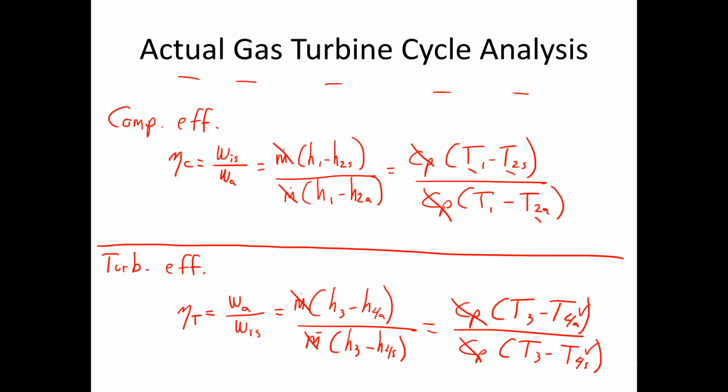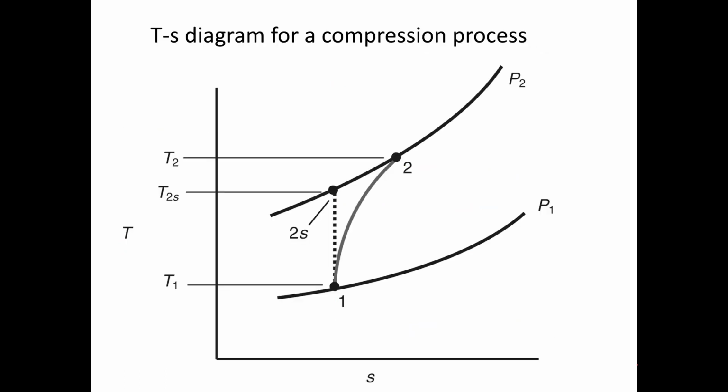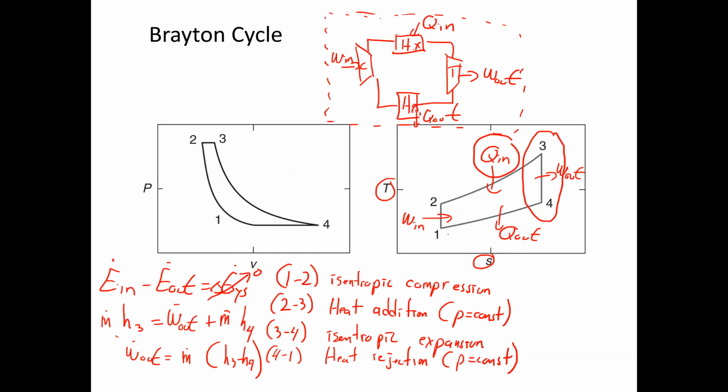I'm going to look at a diagram real quick for both, first a compressor and then a turbine. We're going to do an example problem for each, just to make sure that we drive this point home. This is a TS diagram. If we go back and look at only this part, this is the compression process for the Brayton cycle. This is the isentropic version.